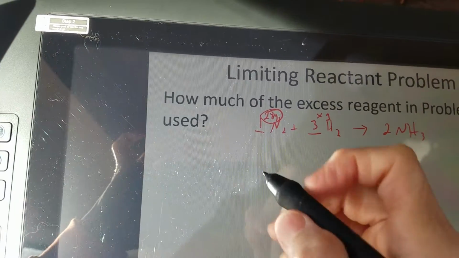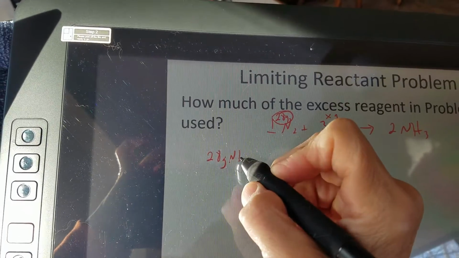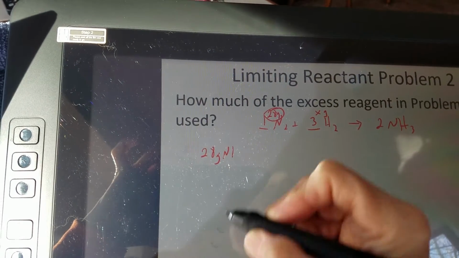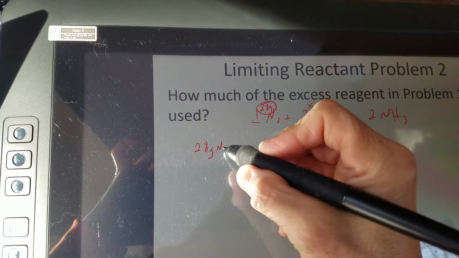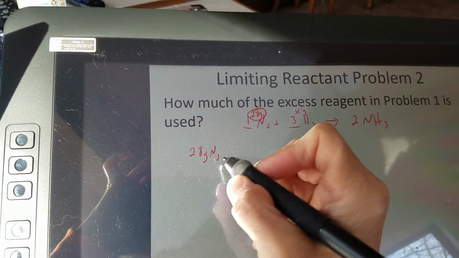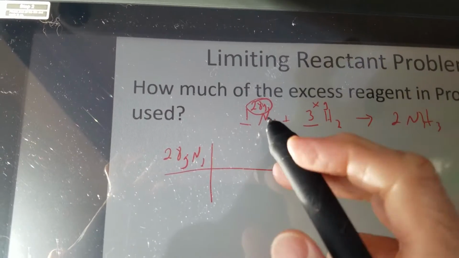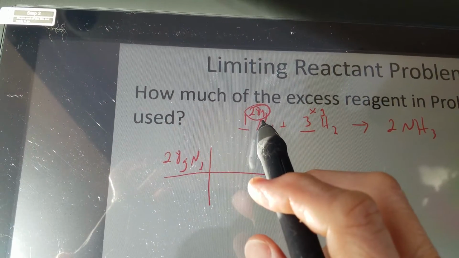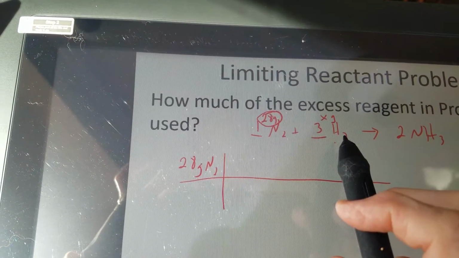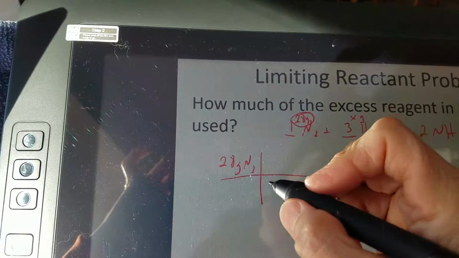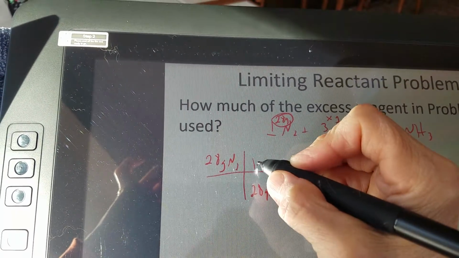So now I'm starting with a third stoichiometry problem. I'm going to take my 28 grams of my nitrogen and I want to take it to grams of hydrogen. So a third stoichiometry problem: take your limiting amount and figure out X grams of the excess amount. So this will start just like we did before. We had 28 grams of nitrogen in 1 mole.